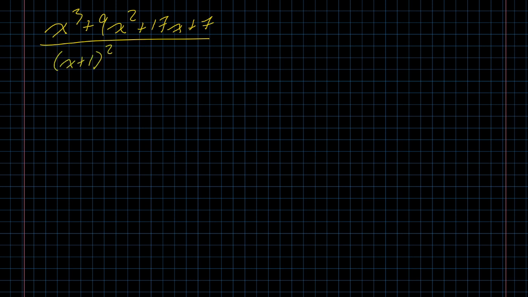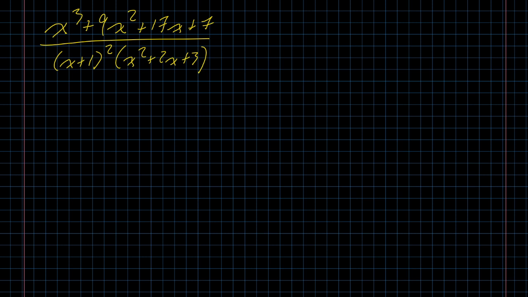All right. Same thing, just a little bit bigger. x cubed plus 9x squared plus 17x plus 7 all over (x plus 1) squared times (x squared plus 2x plus 3).